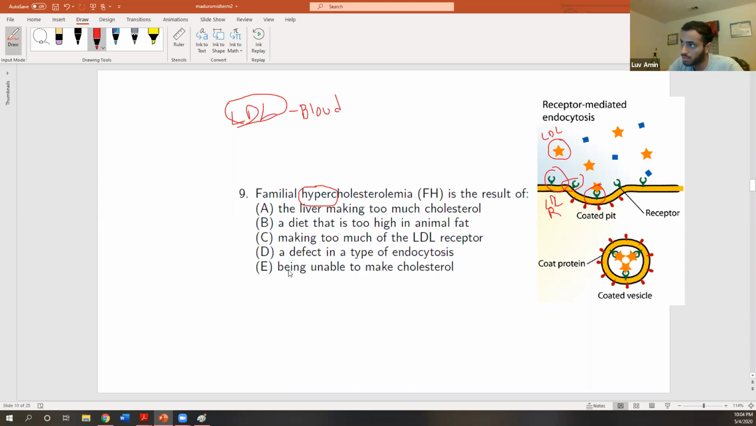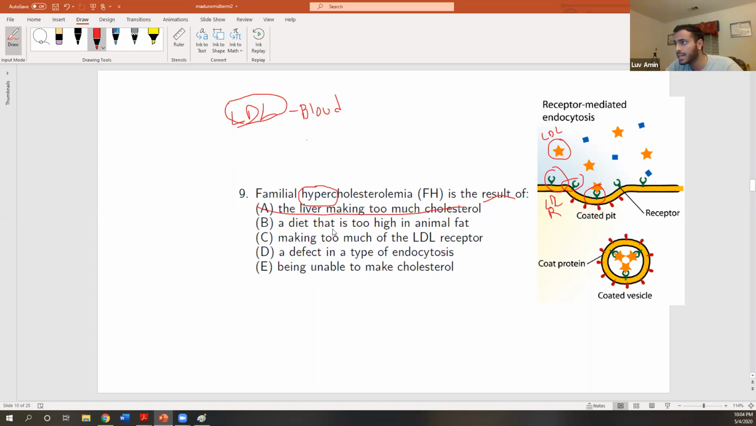So let's go through each problem and see what answer makes the most sense. Familial hypercholesterolemia is a result of, so it's asking why it's occurring. A is saying the liver is making too much cholesterol. That's not really the case here. We're actually lacking something, the receptor is not functioning right. So that's probably not the case.